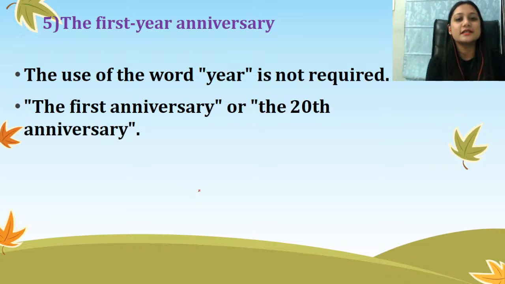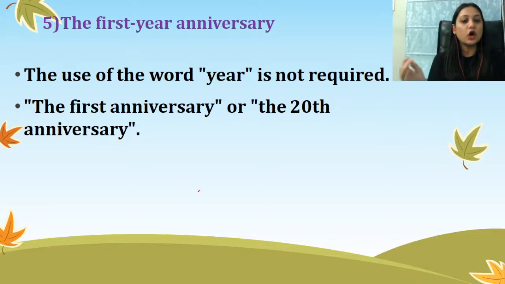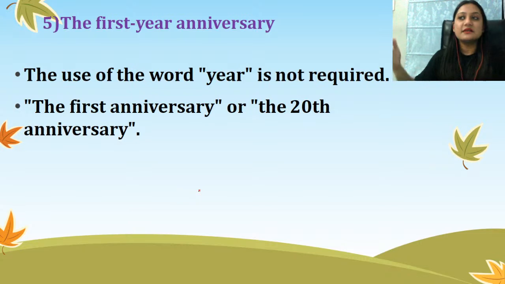Next is the first year anniversary. We wish everybody, right? For anniversaries we do wish others, right? Now we use the word year as well, and that is something you are not required to use anymore, right? You have to skip the word year itself. So how do you need to say it? You simply have to say the first anniversary or the 20th anniversary, maybe 50th anniversary, not 50th year anniversary. That's incorrect, right? How will you say it? 75th anniversary, first anniversary, right? Skip the word year from the statement.